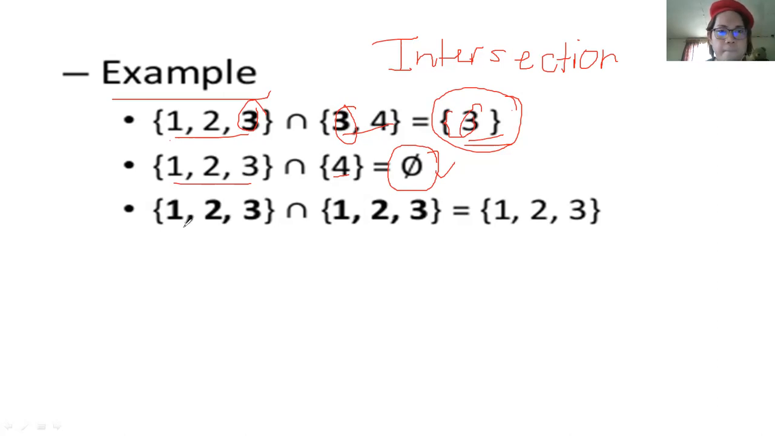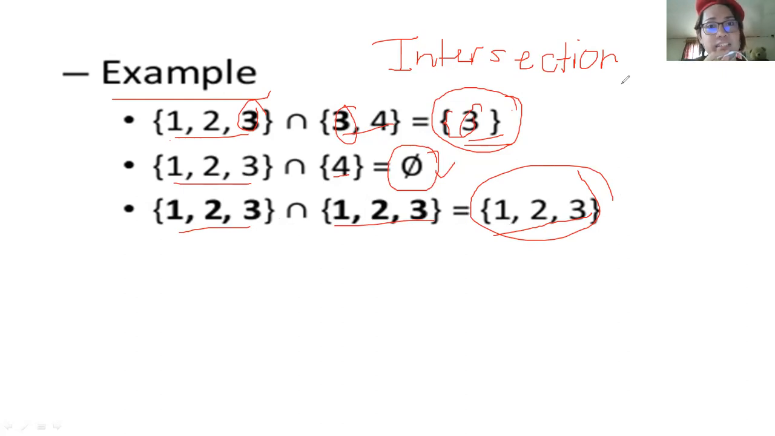What about this one? The two sets have common elements, of course. All members of the two sets are the same with the other. So {1, 2, 3} is their intersection. So do not forget the concept of intersection. When we say intersection, that means you are looking for the common elements of both sets.